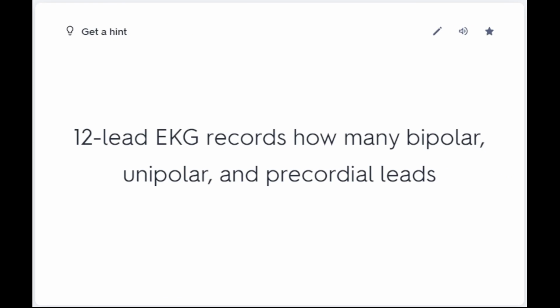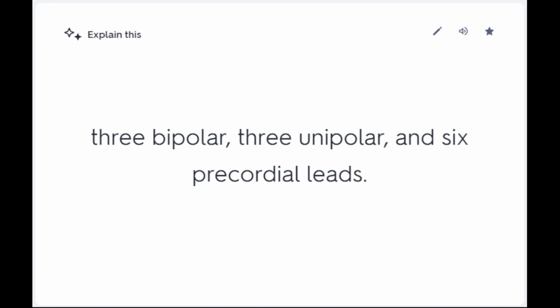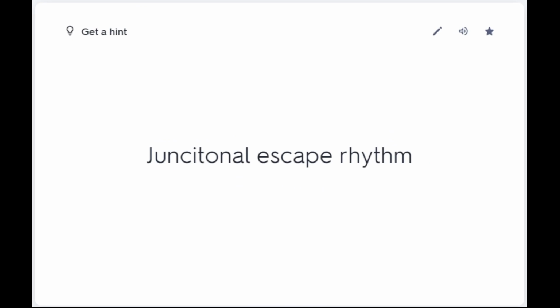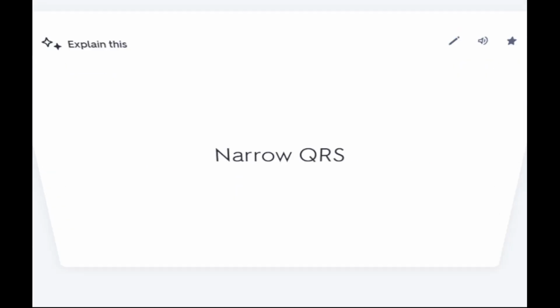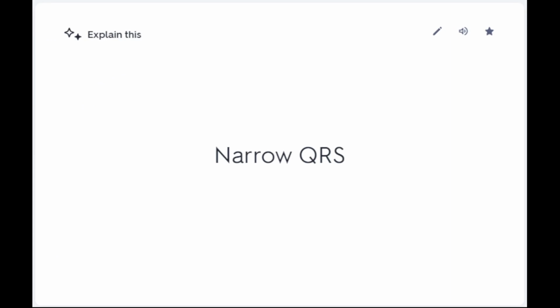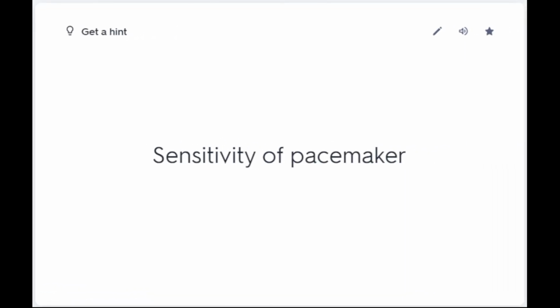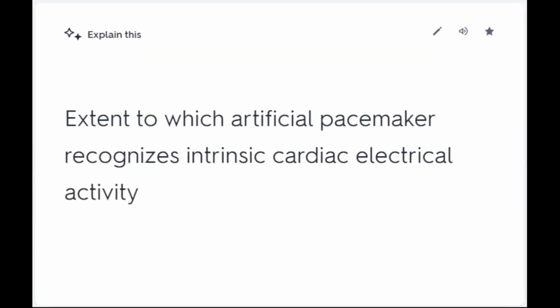12-lead EKG records how many bipolar, unipolar, and precordial leads? 3 bipolar, 3 unipolar, and 6 precordial leads. Junctional escape rhythm: narrow QRS. Ventricular escape rhythm: wide QRS. Sensitivity of pacemaker: extent to which artificial pacemaker recognizes intrinsic cardiac electrical activity.